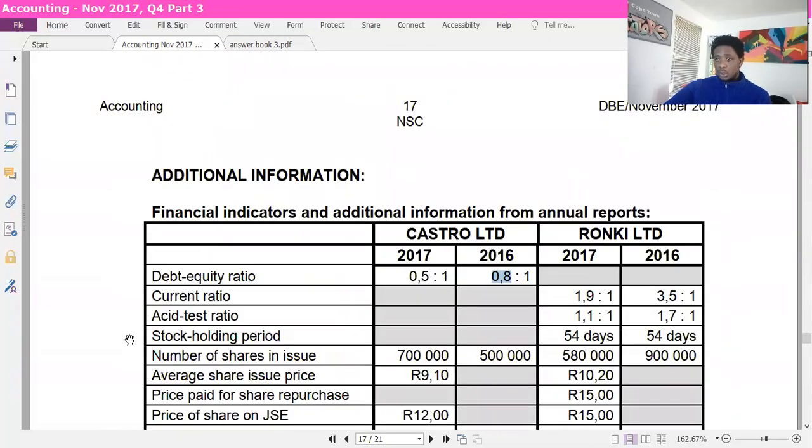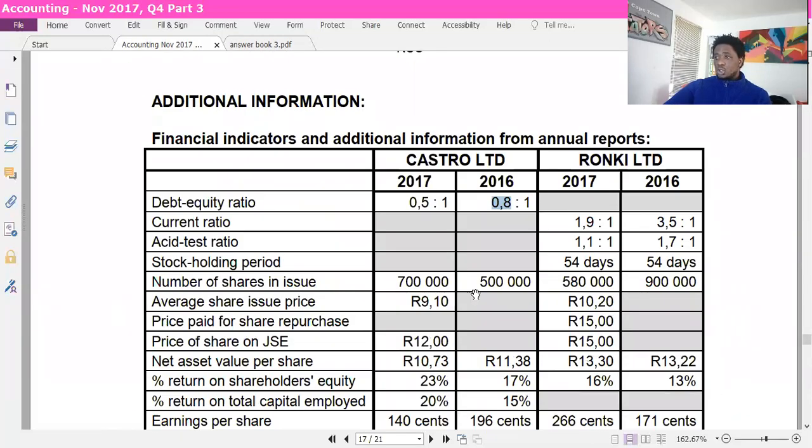So let us go into the additional information again. We know that Henry owns 300,000 shares in Castro. So in 2016, when he owned 300,000 shares, he owned 60% of the company, because 3/5 multiplied by 100 gives you 60%. And then in 2017, since he didn't buy, we're going to assume the shares remained 300,000 throughout. He actually now owns less than 50% of the company.